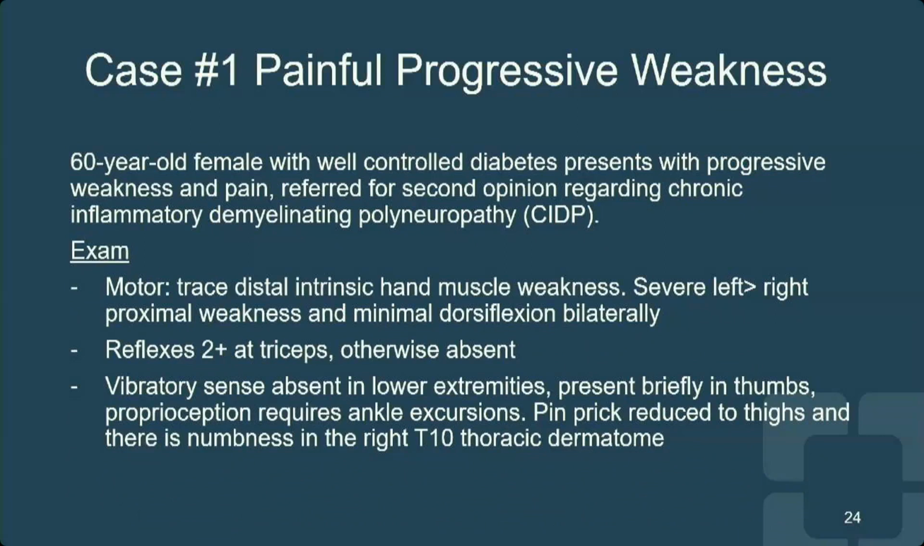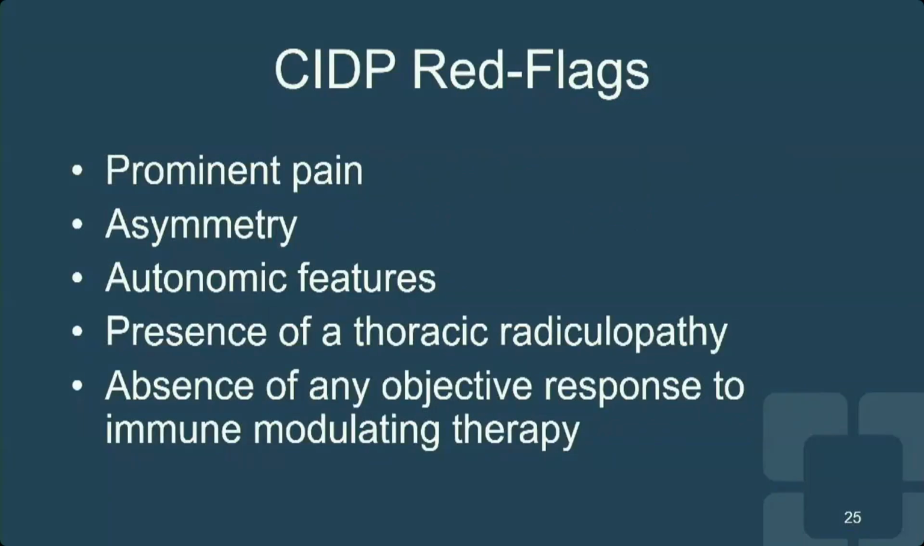In terms of her exam, I think she did have a little bit of trace intrinsic hand muscle weakness, but then she had pretty clear asymmetry on her exam. So she had proximal weakness on the left that was worse than the right, and then pretty severe distal weakness as well. She really had minimal dorsiflexion abilities bilaterally. Her reflexes were 2+ at the triceps, but otherwise absent. And then she had some large fiber sensory loss. And in that area where she's noticing numbness, there is a reduction of pinprick sensation at about the T10 dermatome.